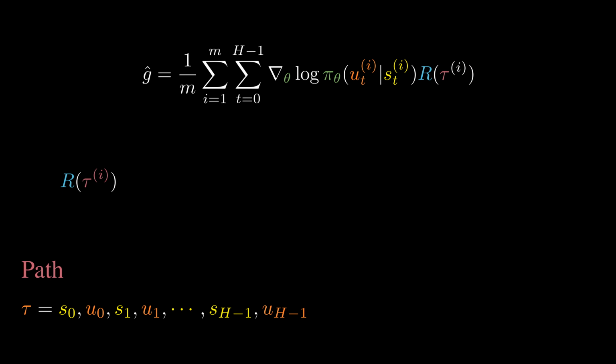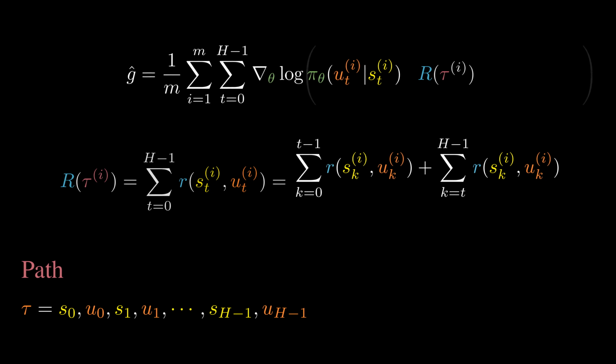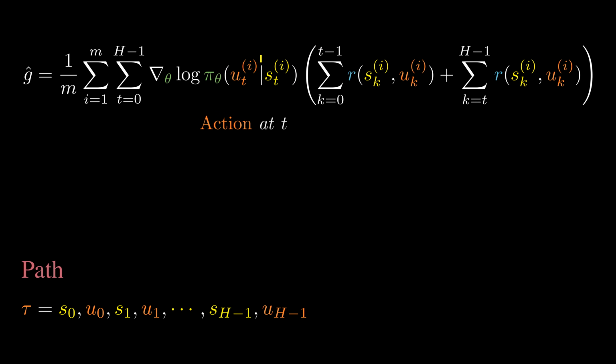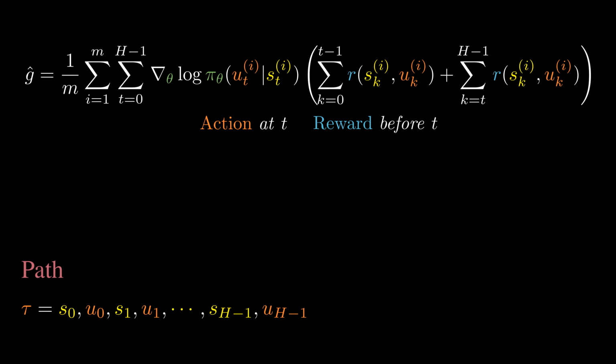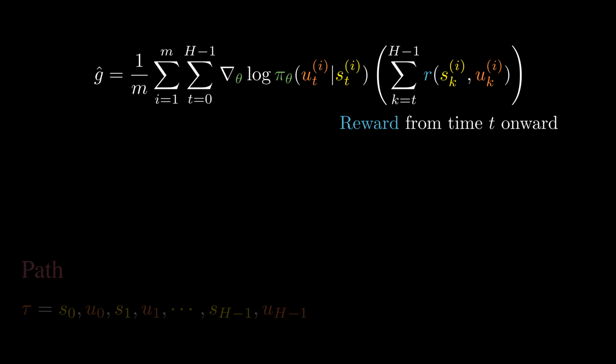For example, consider that the total reward along a path is the sum of rewards received at each time step. The action at time t should not be credited for the rewards that were earned before the action occurred. So what do we do? We adjust our gradient estimations by removing these earlier rewards. This way, the gradient update depends only on the reward accumulated from that specific time step onward. This ensures that each action is only credited or blamed for the rewards it directly influences.